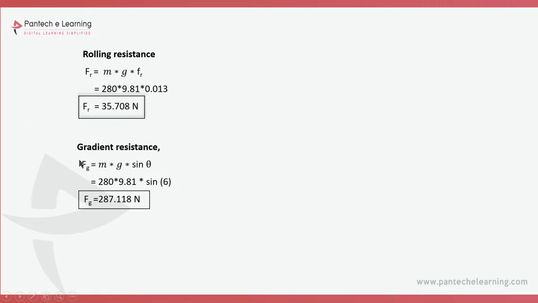Next is gradient resistance. Gradient resistance is m into g into sine theta. Before we simplify and substitute, we have to convert theta from degrees into radians. Here the angle is 6 degrees, but you have to change it into radians.